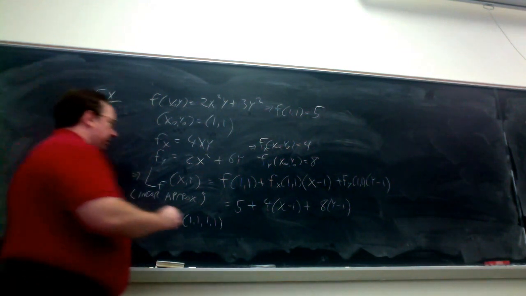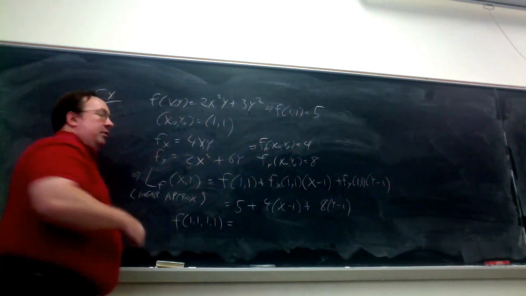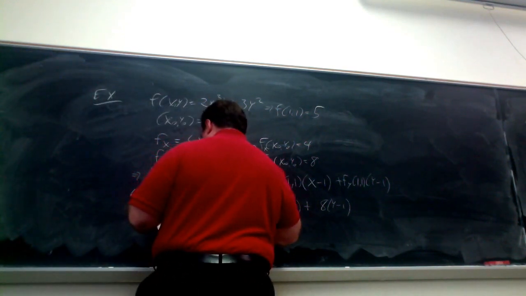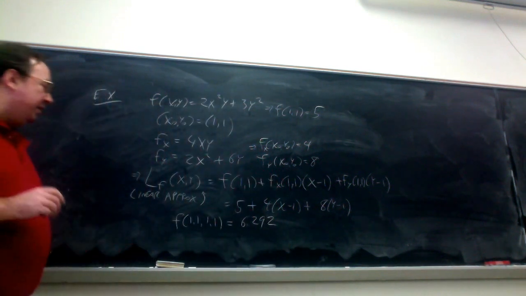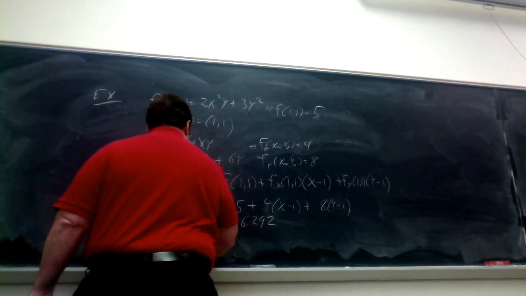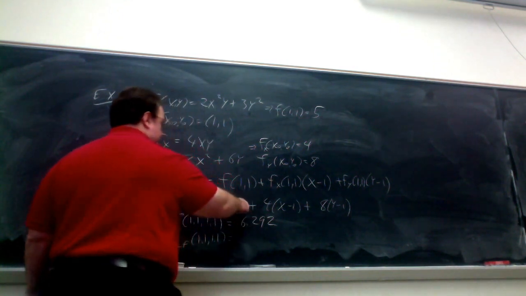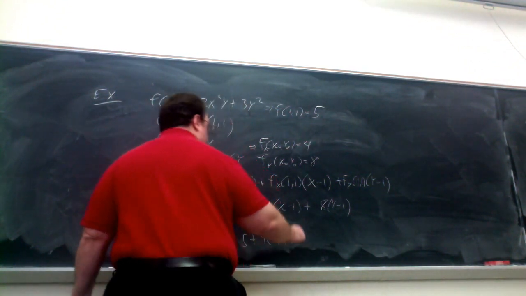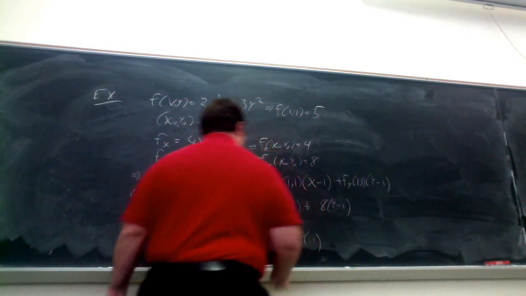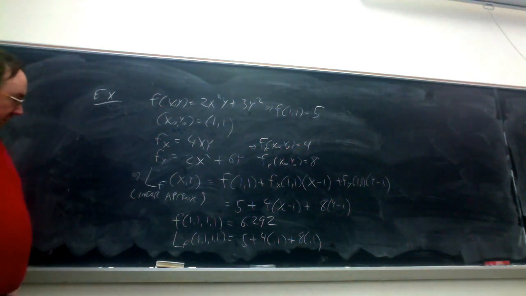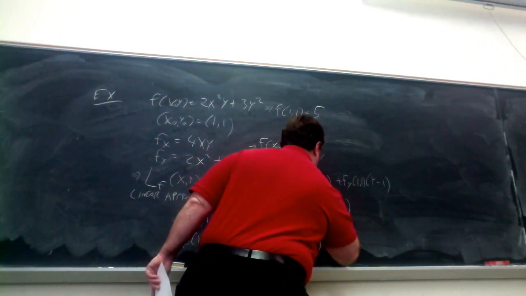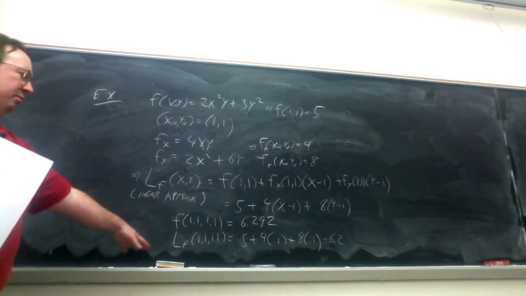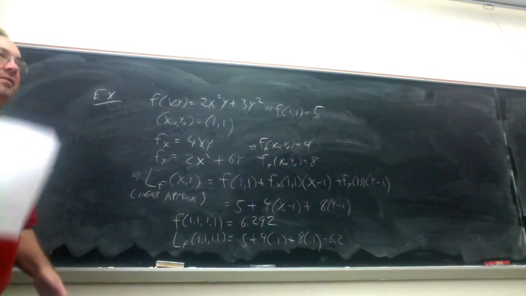And let's see, if I plug these values into f, so that's my exact value, then what I would get is 6.292. But now let's look at the linear approximation evaluated at that same point. That's going to be 5 plus 4 times the change in x, which is 0.1, plus 8 times the change in y, which is also 0.1. So we get 6.2. So not bad, considering that, like I said, this is going to be a much simpler function to evaluate generally than what f is going to be.